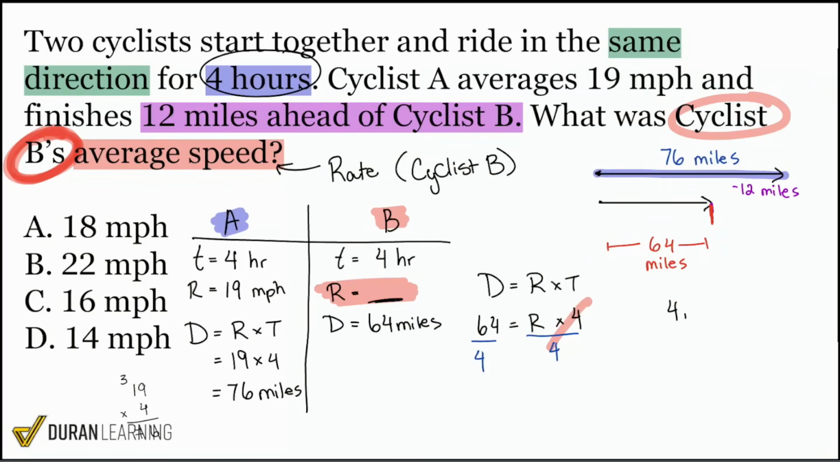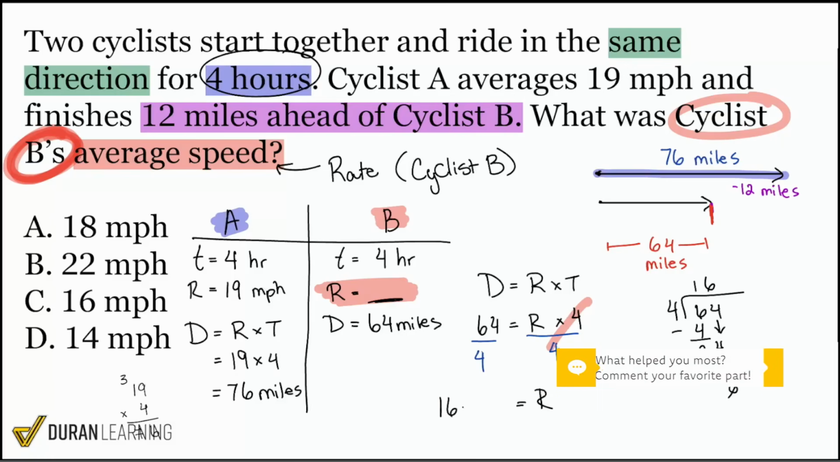And we'll divide 4 into 64. We can do some long division if we want to. 4 goes into 6. That'll be 1 time. Minus 4 will be 2. And then we drop the 4. 4 going into 24 gives us 6. And there we are. That'll be 16, a clean 16 with no remainder. And so the rate here would be 16 miles per hour. And that's what makes the correct answer here. Answer choice C, 16 miles per hour.